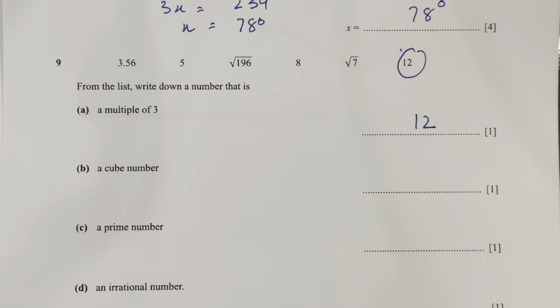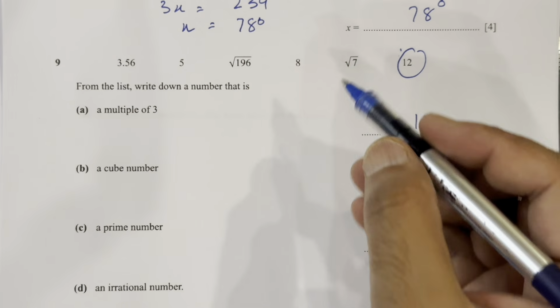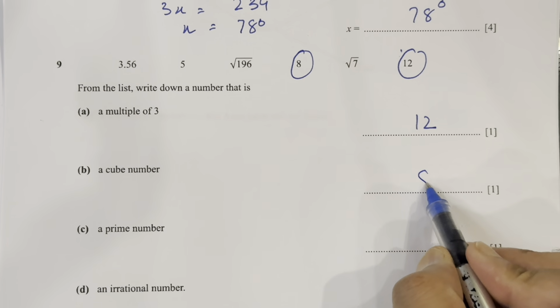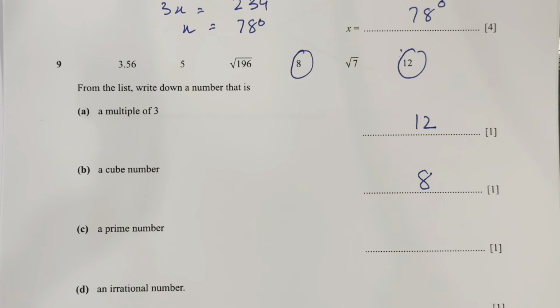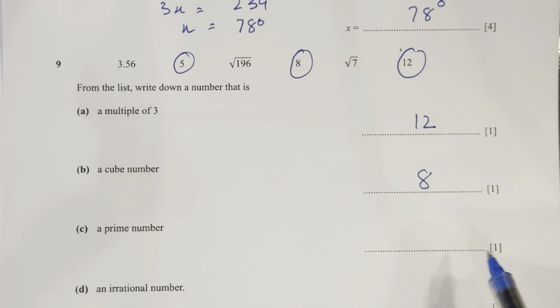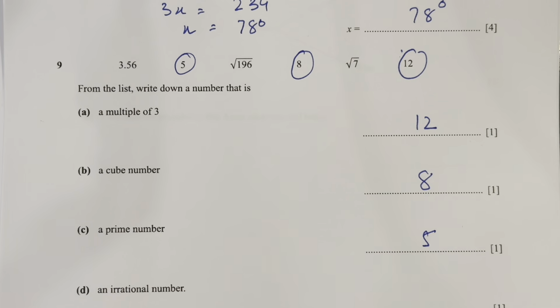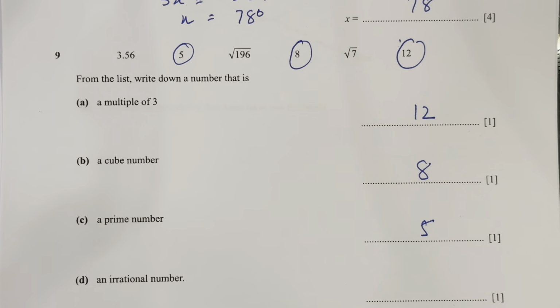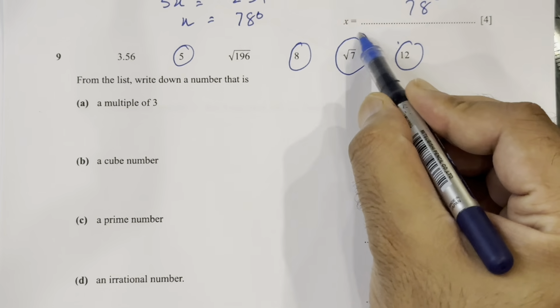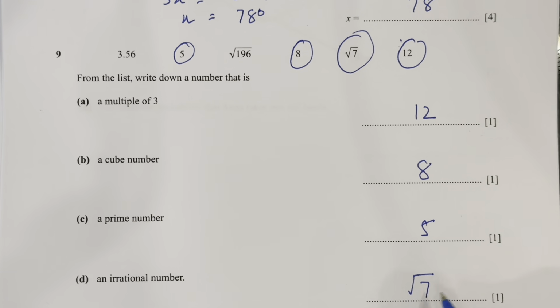Okay. Now a cube number is only 8. From the list, a prime number is only 5, and this is an irrational number. Irrational numbers are those numbers that cannot be written in the form of p by q or in the form of fraction. Any number whose square root is not a whole number is an irrational number. So this is an irrational number. So this is our answer. Now we will move to the next part.